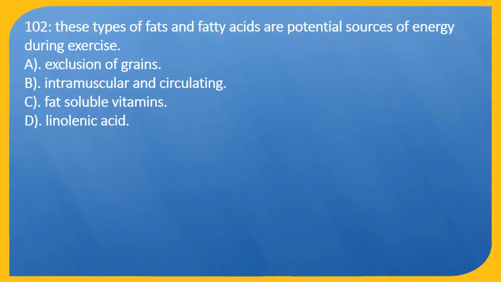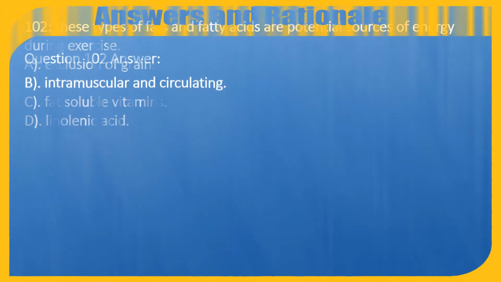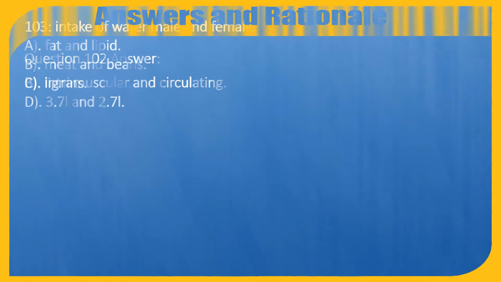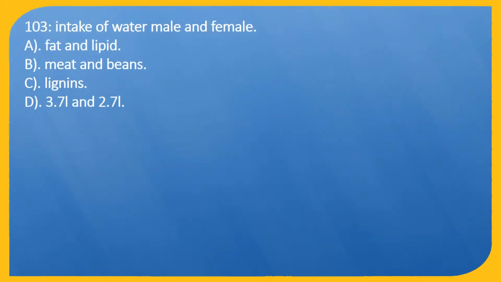Question 102. These types of fats and fatty acids are potential sources of energy during exercise. A. Exclusion of grains. B. Intramuscular and circulating. C. Fat-soluble vitamins. D. Linoleic acid. Question 102 Answer, B. Intramuscular and circulating.